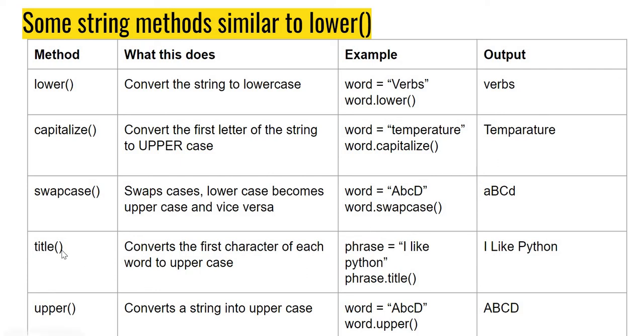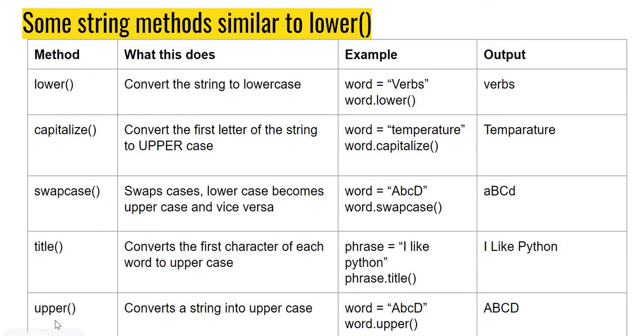Next is title. Title converts the first character of each word to uppercase. This is quite interesting. Let's say the phrase is "i like python", with all small letters. If I make phrase.title, again with these small brackets, I'm going to get I Like Python, with I, L and P all having become capital.